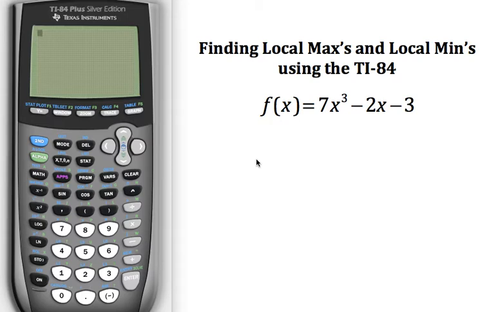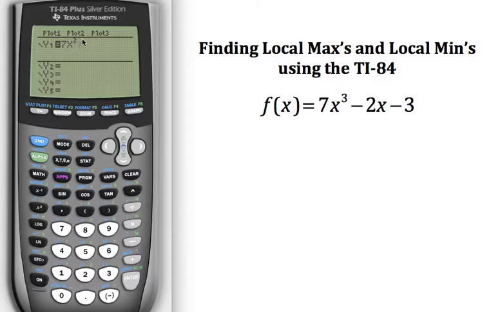Today I'm going to take a look at finding some local maxes and mins on a given curve using your TI-84 calculator. For my first example here, we're going to do f of x equals 7x to the third minus 2x minus 3. So your first task is going to be to come over here and hit your y equals button and enter your function.